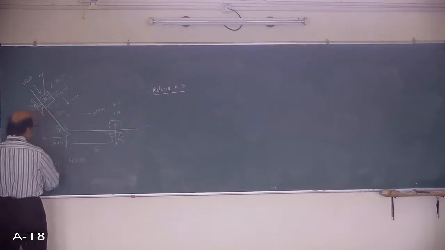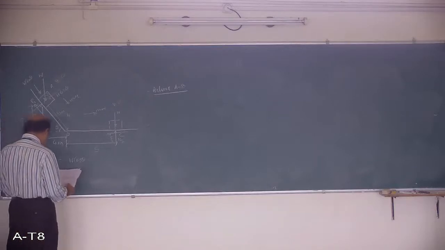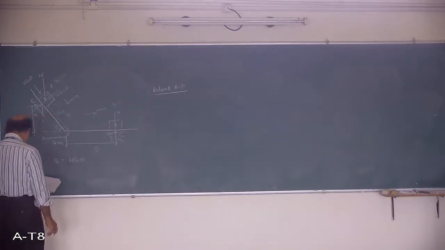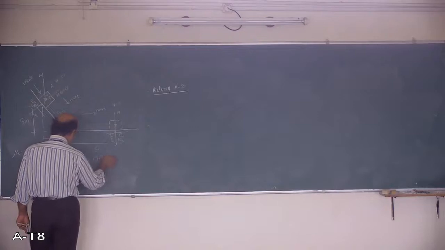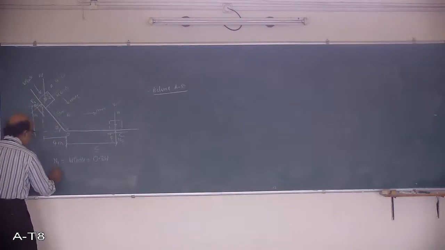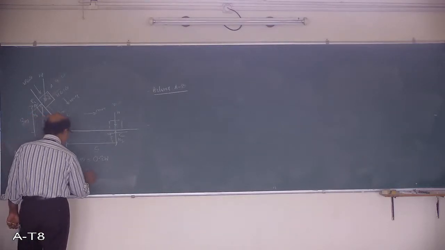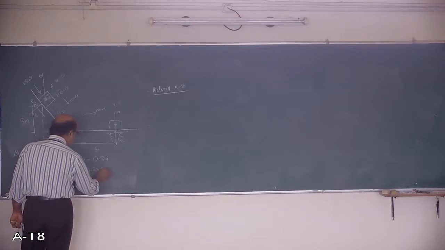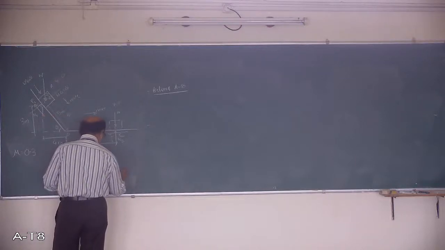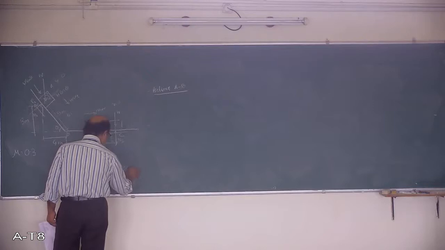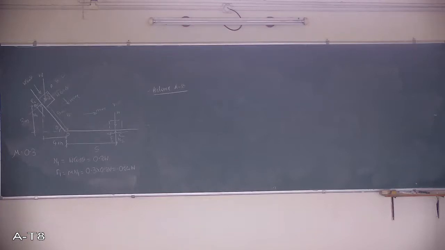This theta you have to work out, whatever the angle. W cos theta works out to 0.8 W, that is N1. And F1 is equal to mu into N1, that is mu is 0.3 into 0.8 W, we get 0.24 W. You got F1.